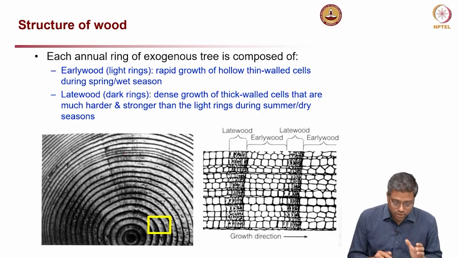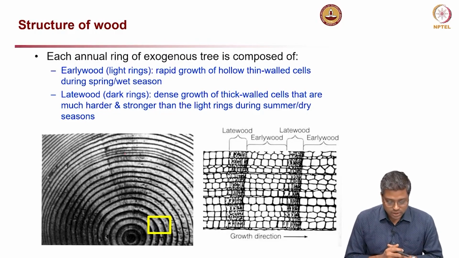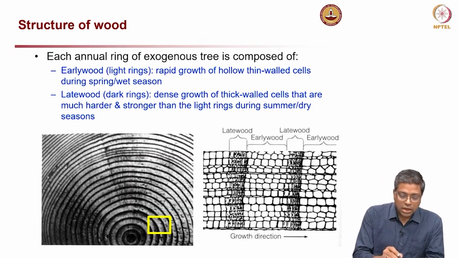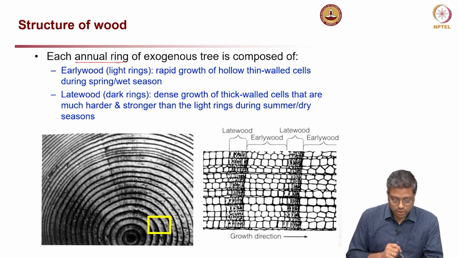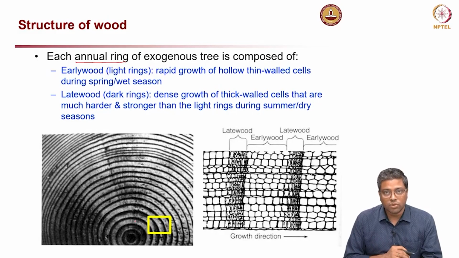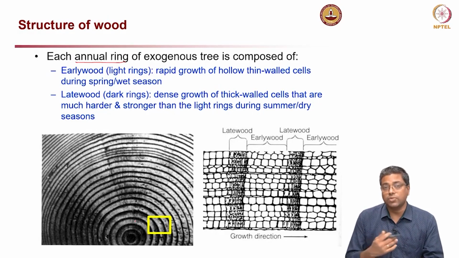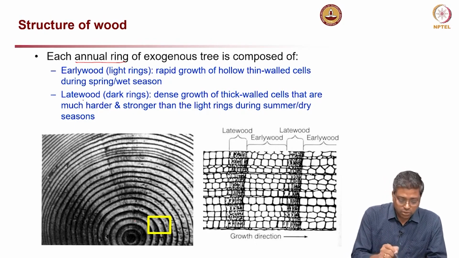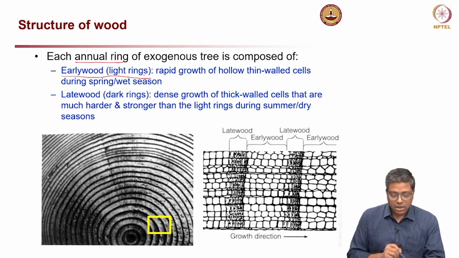So each annual ring, you can see the picture on the bottom left. This is the typical cross section. If you cut a tree, you will see rings like this. Each ring represents 1 year. So by looking at this cross section of the wood, we can tell the age of that wood, or the age of that tree. Now look carefully at the picture. You can see early wood which are light rings and late wood which are dark rings.